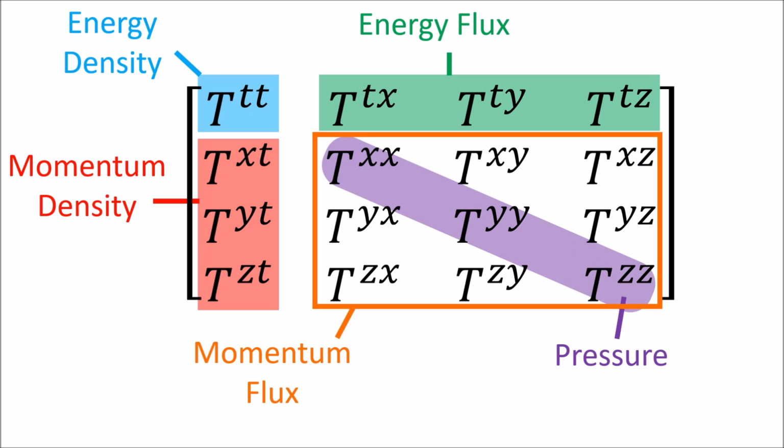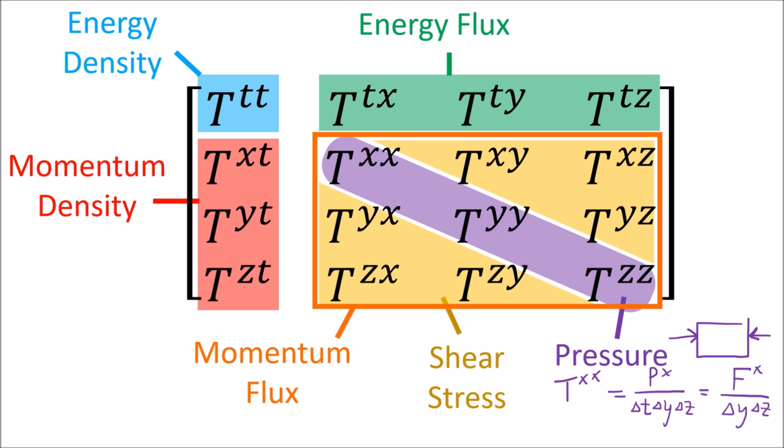The 3 diagonal elements are called pressure, where momentum is perpendicular to the surface that it's crossing. Pressure has the tendency to squash and stretch objects. We say that these are equal to pressure because they're equal to momentum divided by time over a unit square. And since momentum divided by time is just force, this is force over a unit square, which is the definition of pressure. The off-diagonal components are called the shear stress, where the momentum is parallel to the surface it's crossing. These have the tendency to shear or rotate objects.